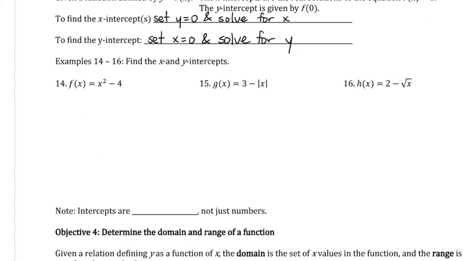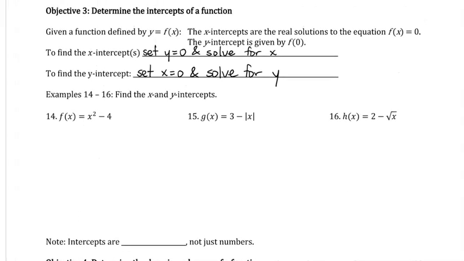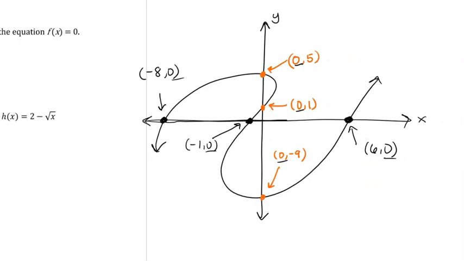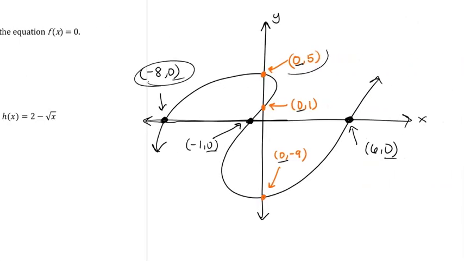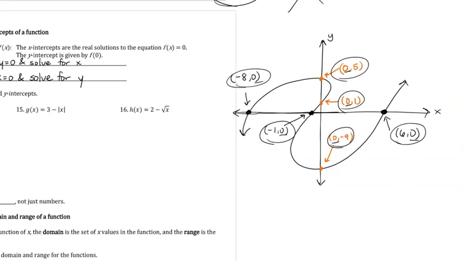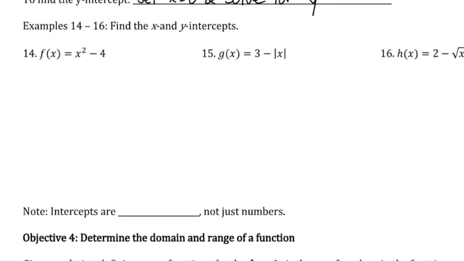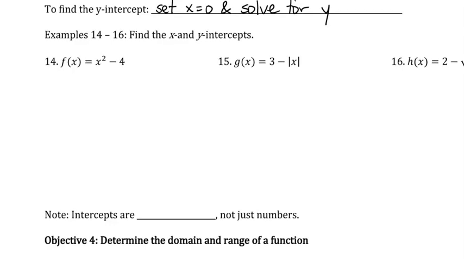Let's put that into practice into these next 3 examples where we find intercepts. And notice all these intercepts that I listed are points. They are ordered pairs, an x value and a y value, and one of those is always 0. So I'm going to begin by finding the y-intercept for number 14. To do that, we set x equal to 0.